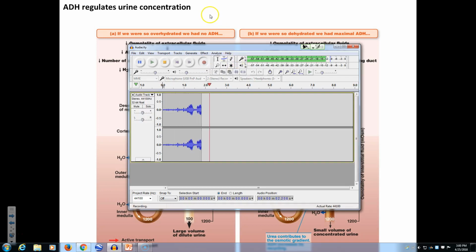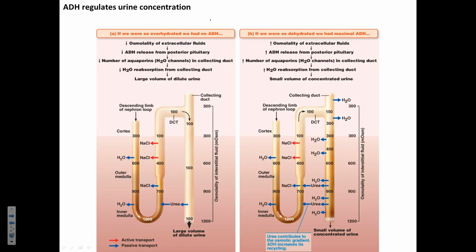So we have established the fact that we normally have an osmotic filtrate that enters the nephron loop right here. It becomes concentrated first. This is why it is called multiplier. It increases the concentration as it goes down.